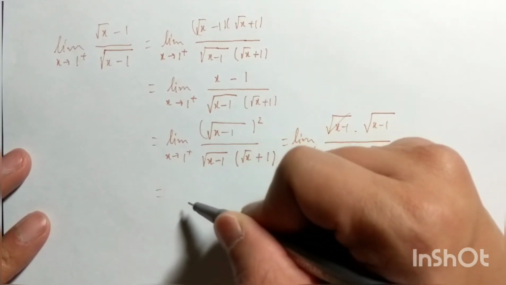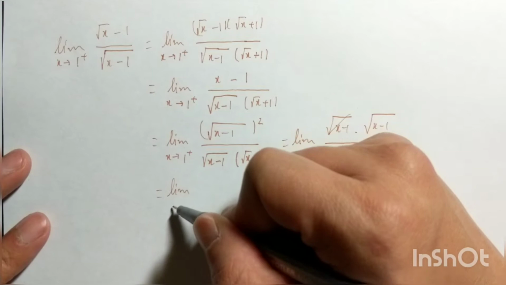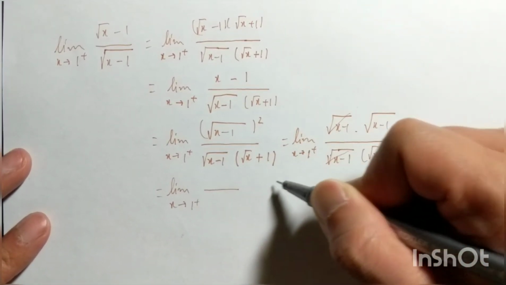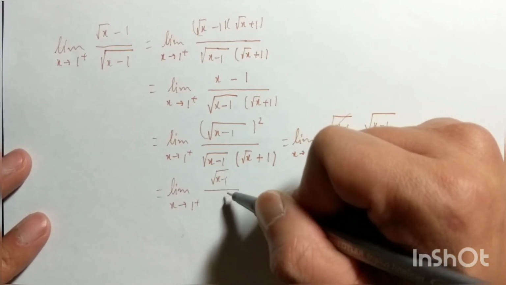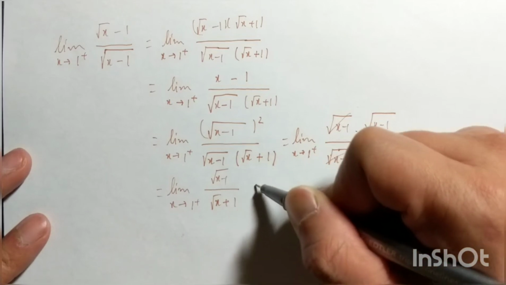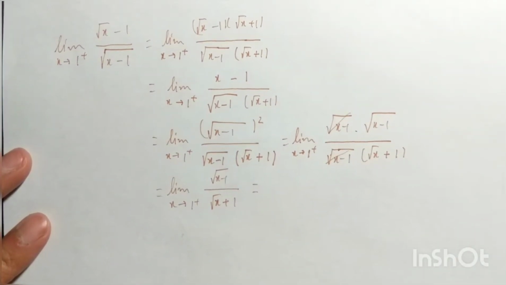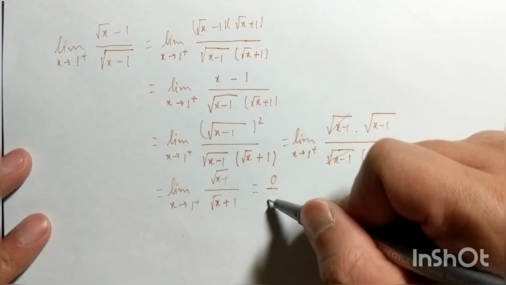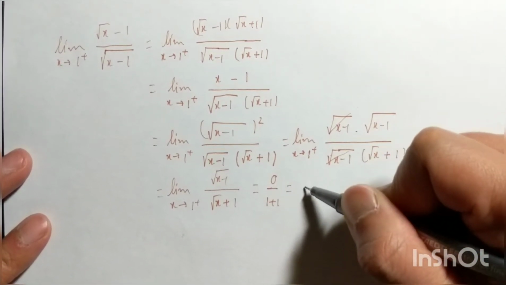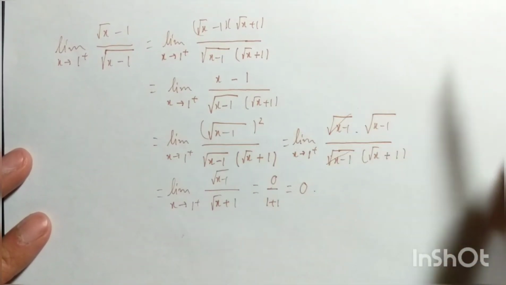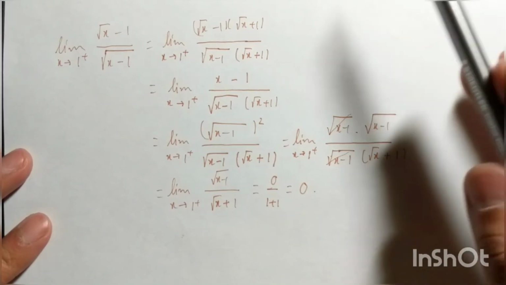and what we end up with is no longer in indeterminate form, so we can simply plug in 1 and hopefully we'll get an answer. Here, if you plug in 1, you would get 0 over 1 plus 1, which is 0, right? So the answer is not that important. The process here is what I want to talk about.